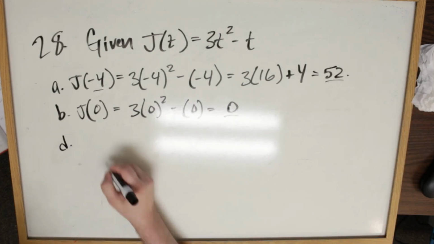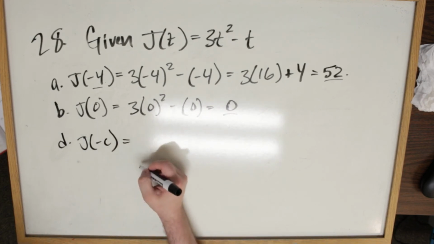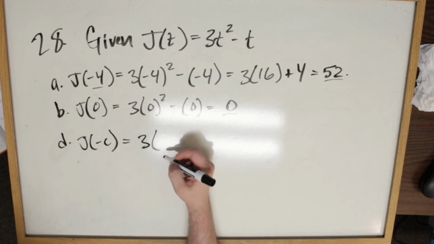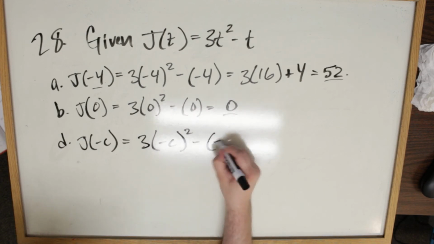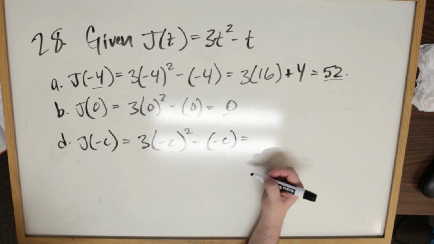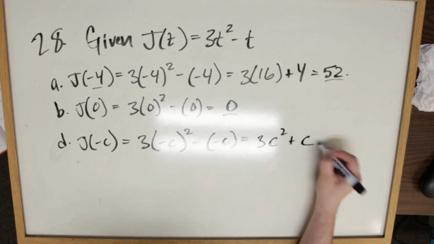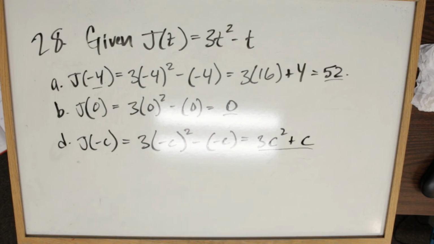J of minus c. So again, it's the same idea. We're just going to substitute in this variable: 3 times minus c squared minus minus c is equal to 3c squared plus c. So we actually just get another expression as a result of making that substitution.